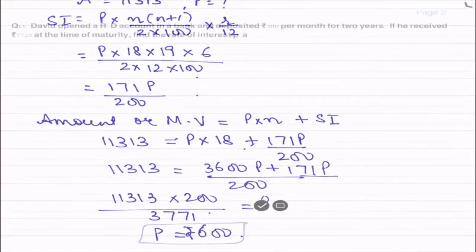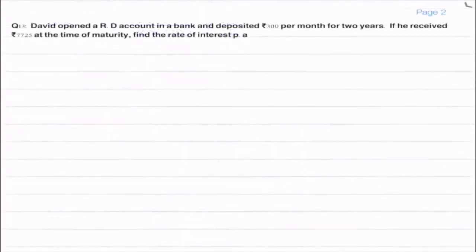Now we will take another type in which the rate is missing. So question number 13 of your book. David opened an RD account in a bank and deposited rupees 300 per month for 2 years. If he received rupees 7,725 at the time of maturity, find the rate of interest per annum.